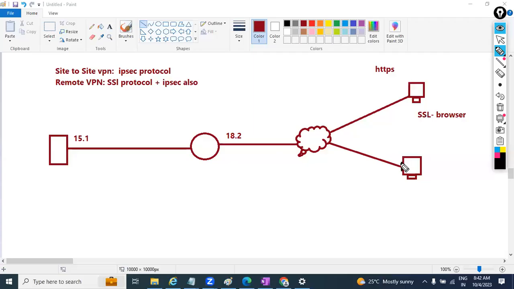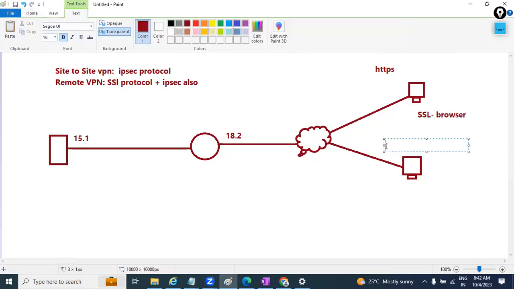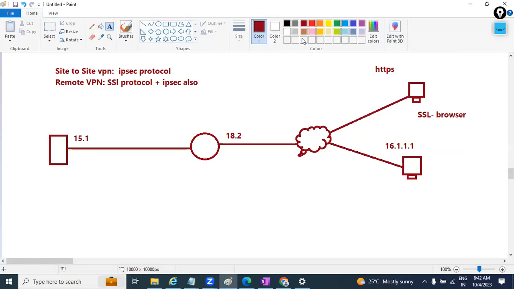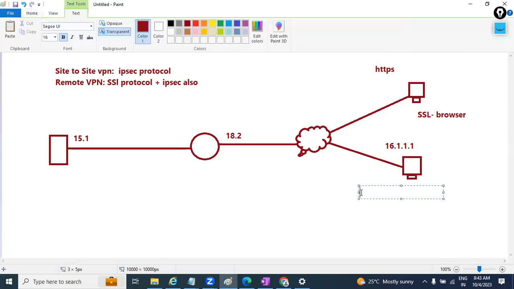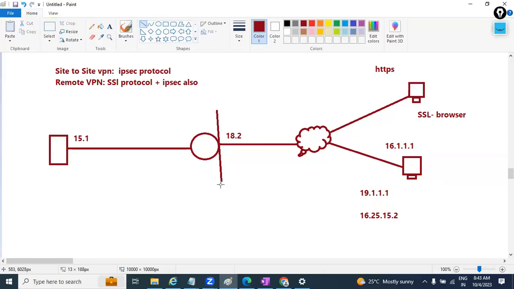So now the concept is, let's consider this is your brother and he's working from home. Right now he's at home, it's fine. His public IP is, for example, 16.1.1.1. Next time his public IP is something else, he moved to his friend's house nearby, 19.1. They moved to some other place, 16.2.5, whatever. IPs keep on changing, but his office public IP, which is here, is fixed.